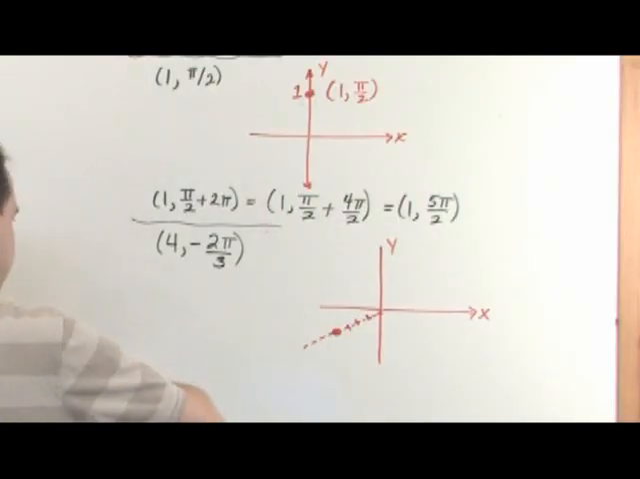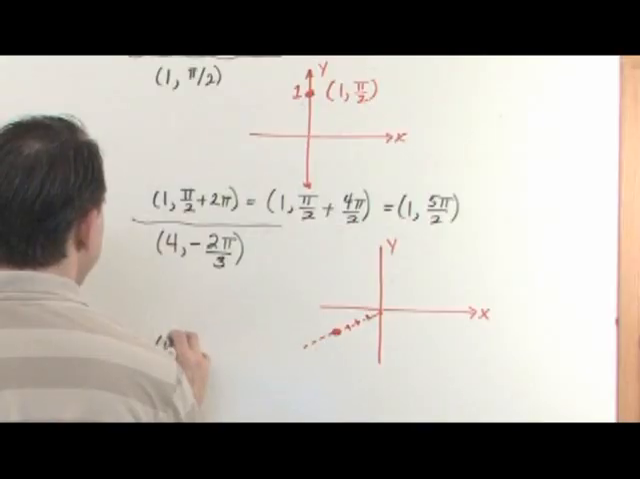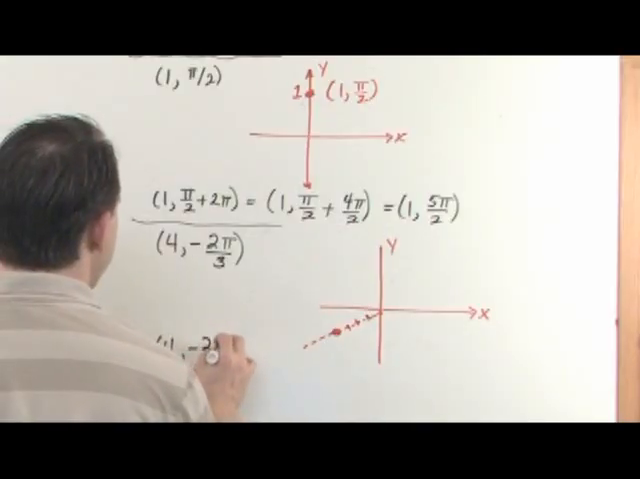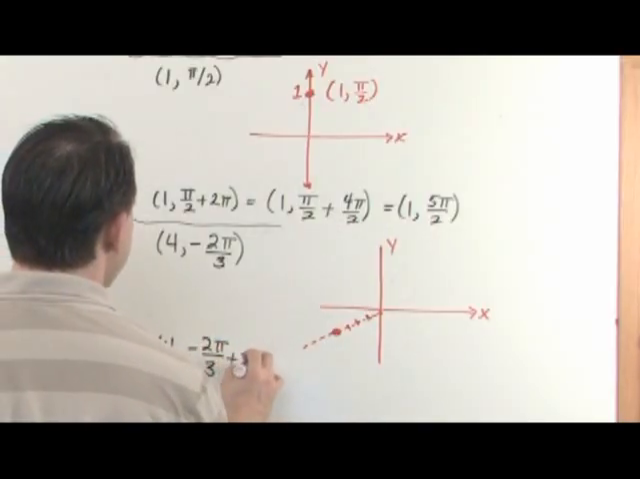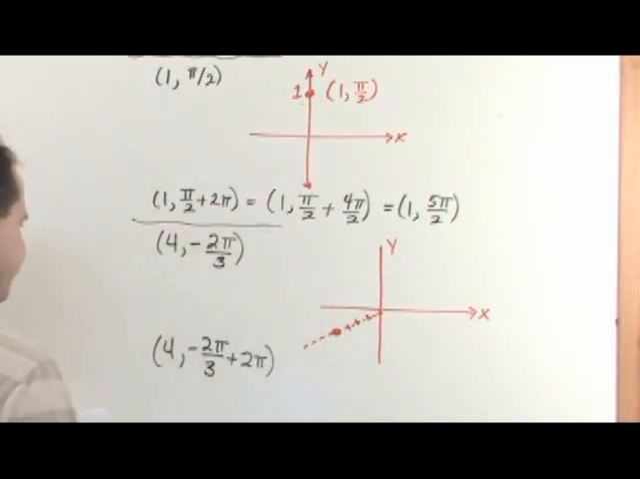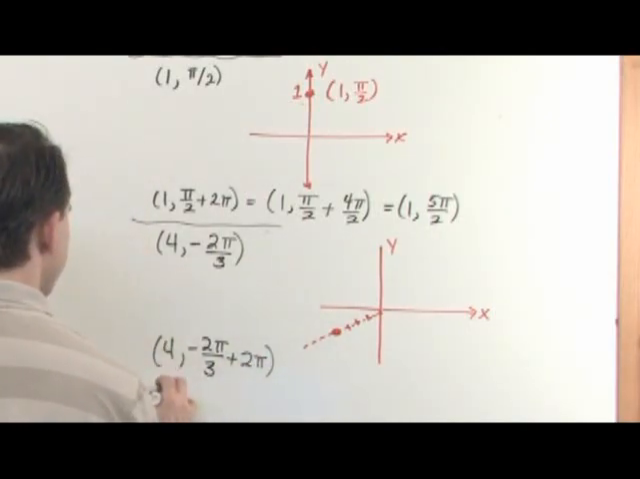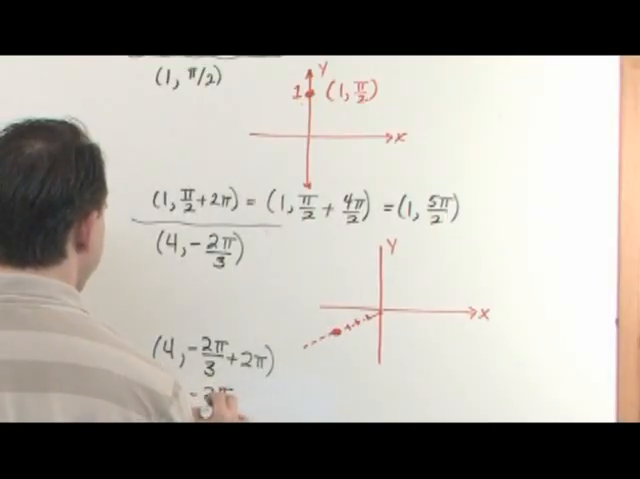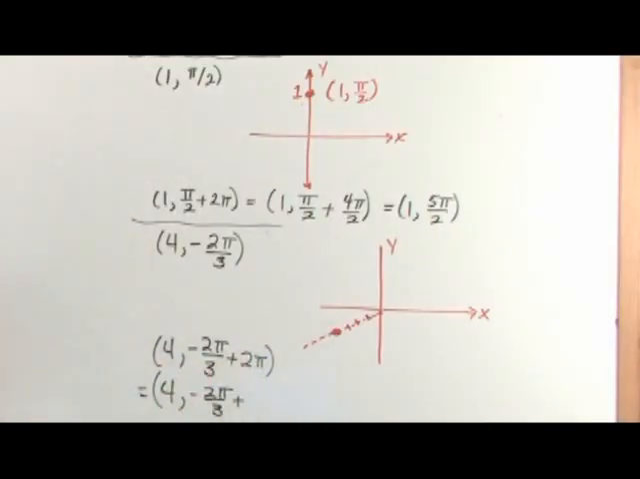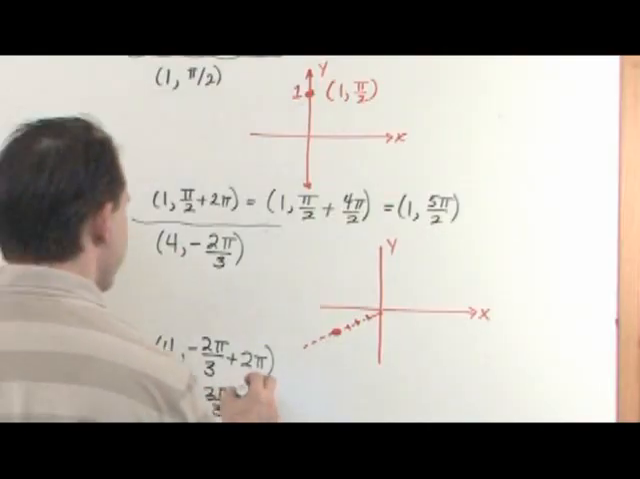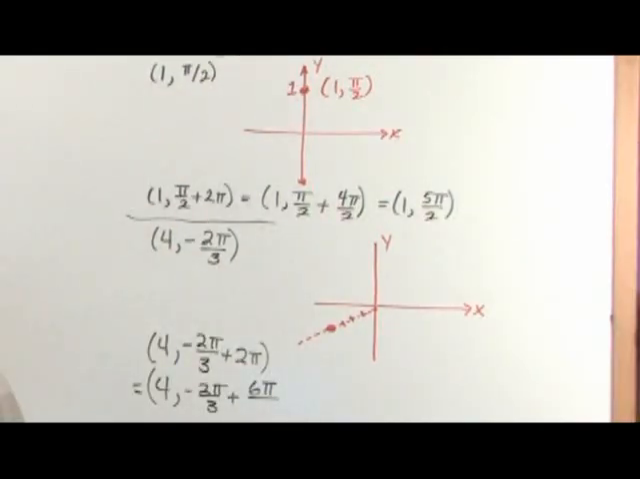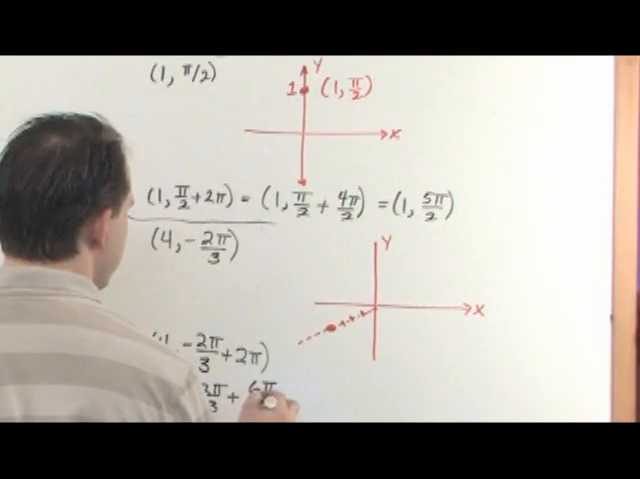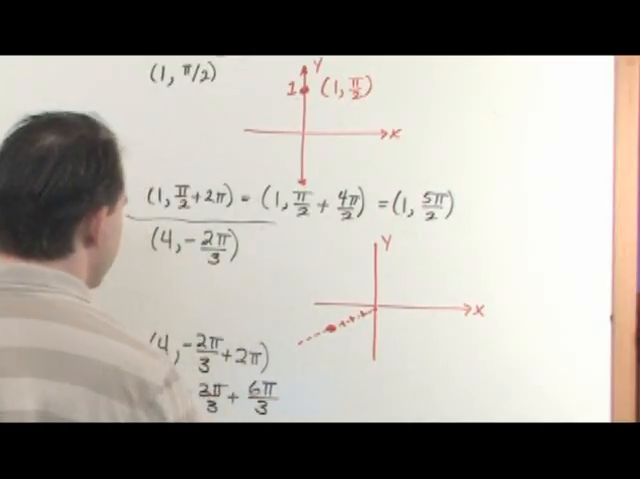And if you wanted to find an equivalent version of this point, the easiest way to do it is just to add 2 pi. 4 comma negative 2 pi over 3, and we can just add 2 pi to it. It's the easiest thing to do. So it's going to be 4 comma negative 2 pi over 3 plus 2 pi, and I want to write this 2 pi in terms of something that I can add together.